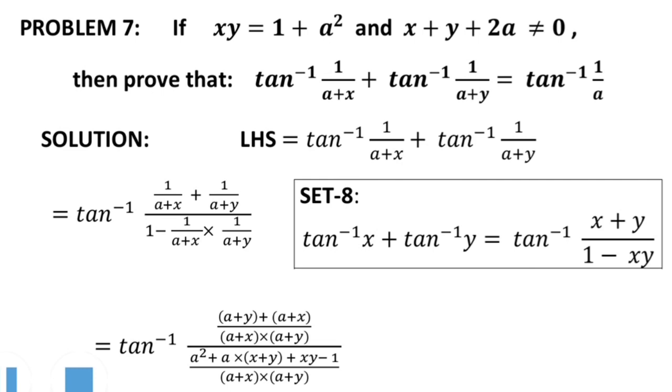which is written in the box, that is tan inverse x plus tan inverse y equals tan inverse of x plus y whole divided by 1 minus xy, and accordingly get the second step as tan inverse of 1 by a plus x plus 1 by a plus y whole divided by 1 minus 1 by a plus x into 1 by a plus y, and after simplification we get the third step as tan inverse of a plus y plus a plus x divided by a plus x into a plus y whole divided by a square plus a into x plus y plus xy minus 1 divided by a plus x into a plus y.